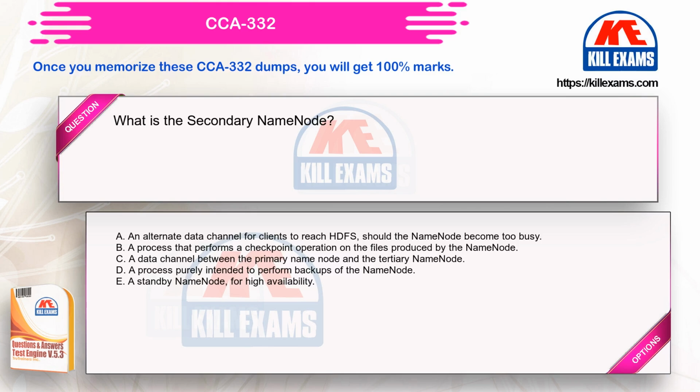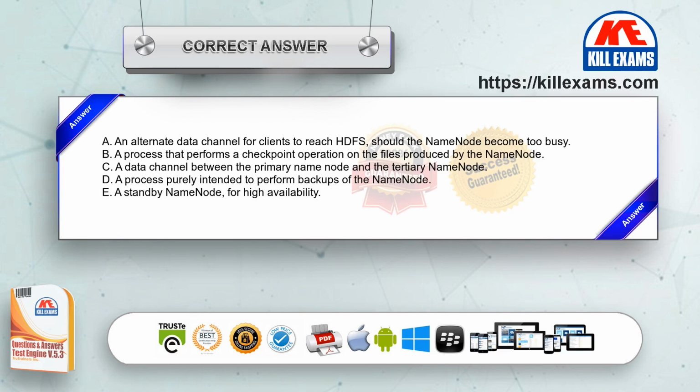Option C. A data channel between the primary name node and the tertiary name node. Option D. A process purely intended to perform backups of the name node. Option E. A standby name node, for high availability. The correct answer is option B.